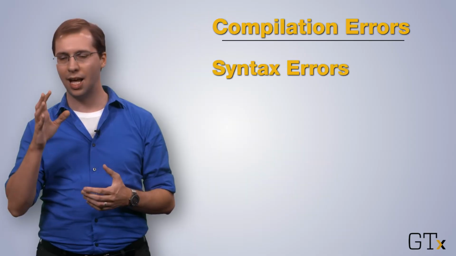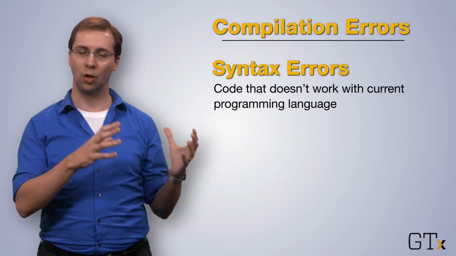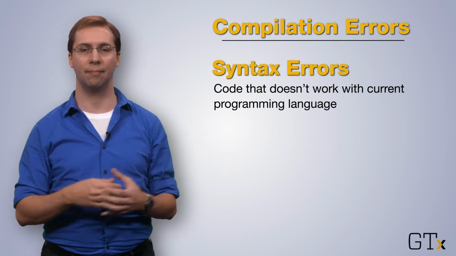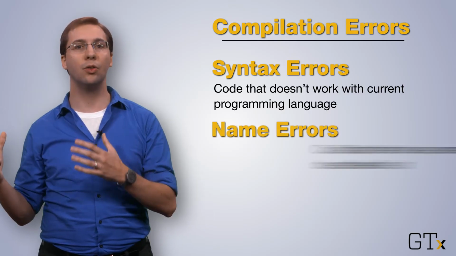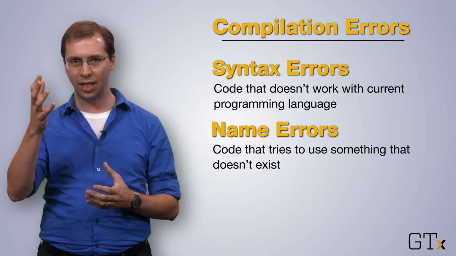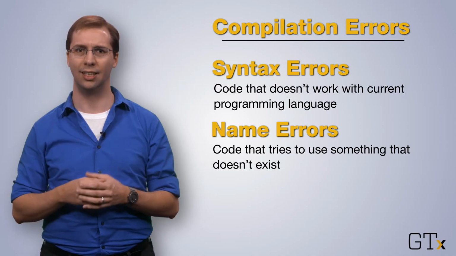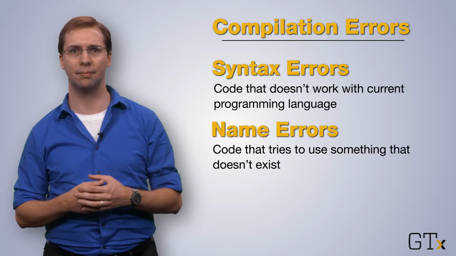Now, errors can differ significantly from language to language, but there are some common ones. First, there are syntax errors. You've written code that just doesn't make sense in the current programming language. This is kind of like a grammatical error in an essay. Second, there are name errors. This is when you've written some code that tries to use something that doesn't exist. For example, imagine I asked you, "Give her the book," but I never specified who "her" is. The command doesn't make sense because I'm including a person that doesn't seem to exist.